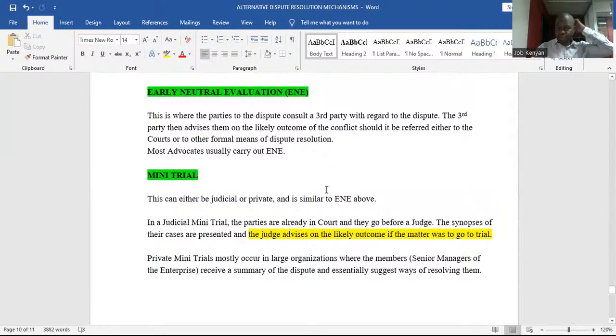Early neutral evaluation is where the parties to the dispute consult a third party with regard to the disputes, and then the third party advises them on the likely outcome, e.g. an advocate.